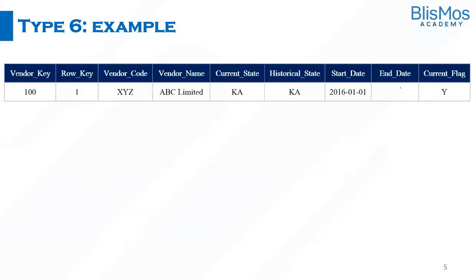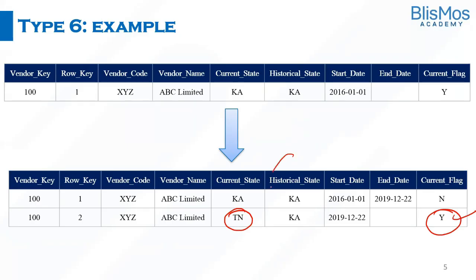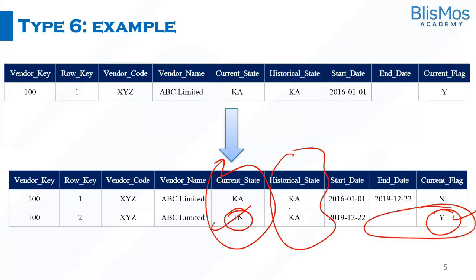Let's take one more example. In this case, we have a vendor table. The vendor may change its state. So what we will do is we'll have a flag, yes or no. That is one. And the current state has been replaced by Tamil Nadu, that is TN. And also we have one more current state column which is added to tackle the changes. We have type 1 which is a replacement, we have type 2 where we are maintaining the row versioning, and type 3 where we are adding a new attribute.